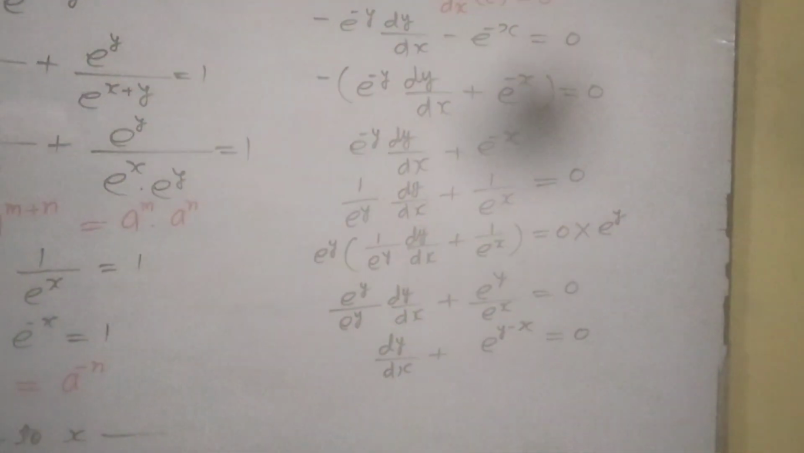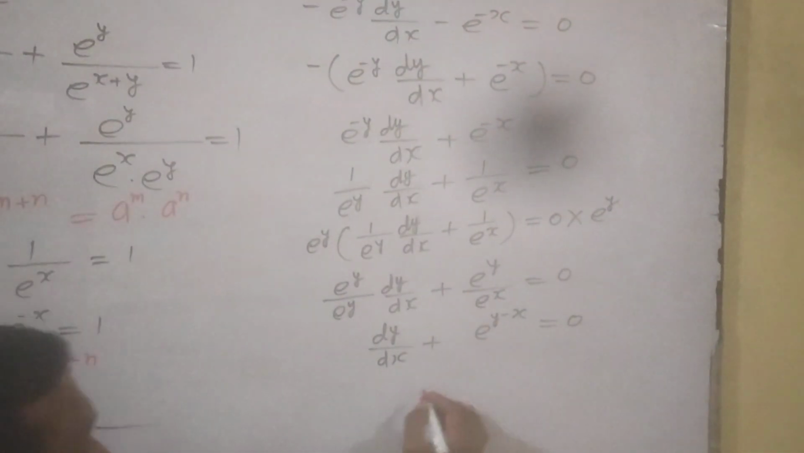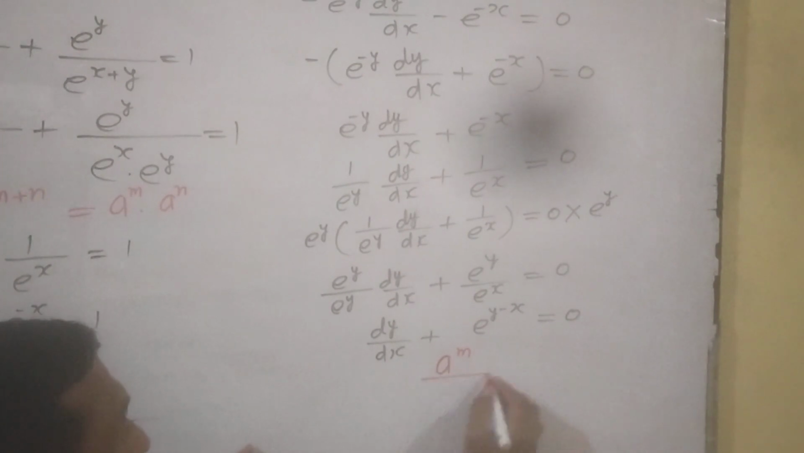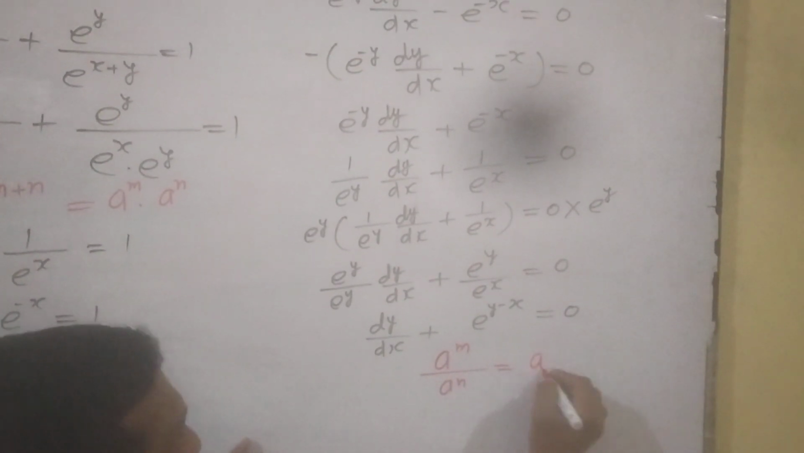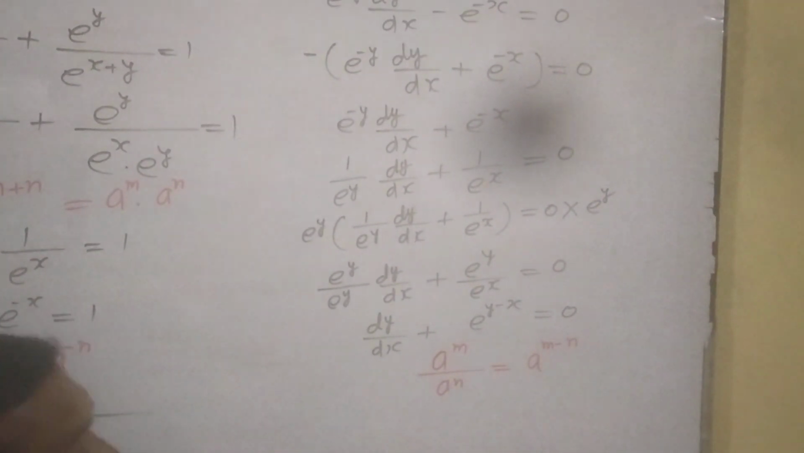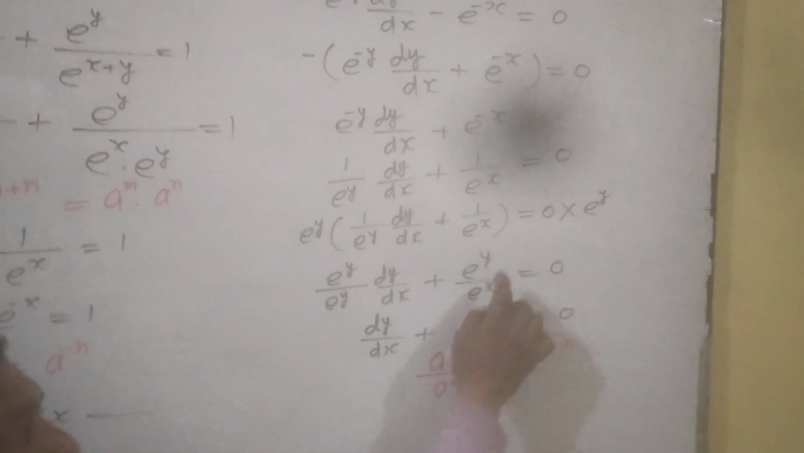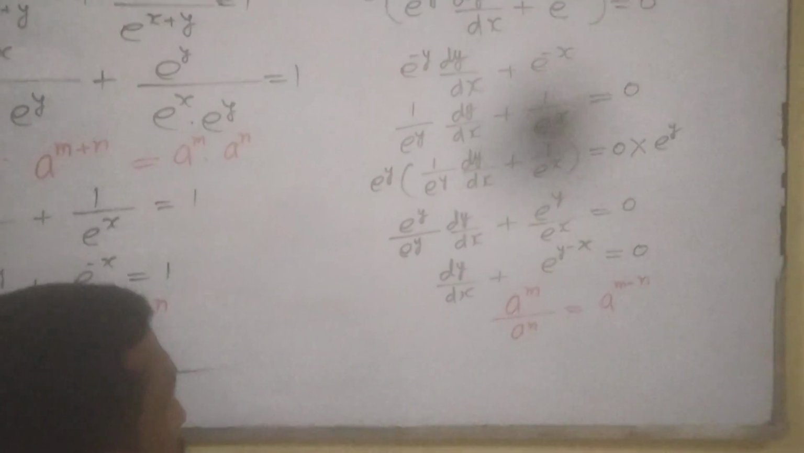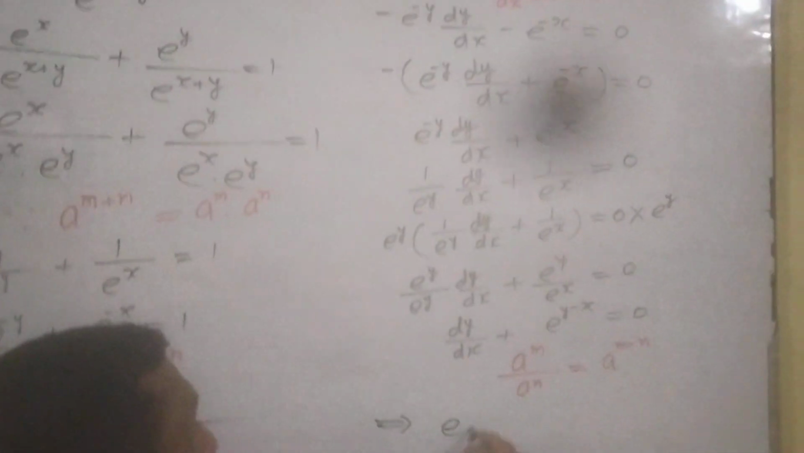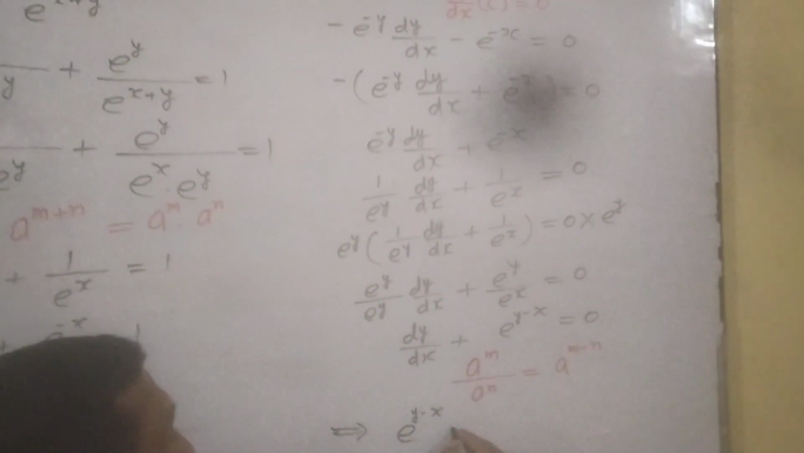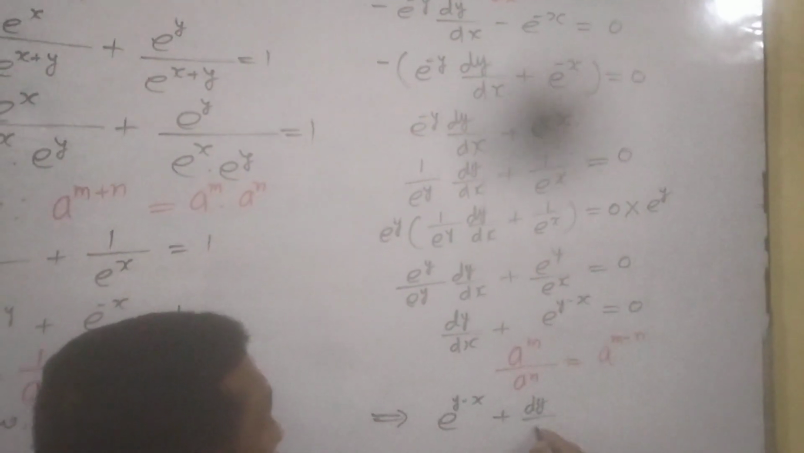Why? If a to the power m upon a to the power n equals a to the power m minus n. I applied this formula, okay? Therefore, it implies that e to the power y minus x plus dy upon dx equals 0. That's it.